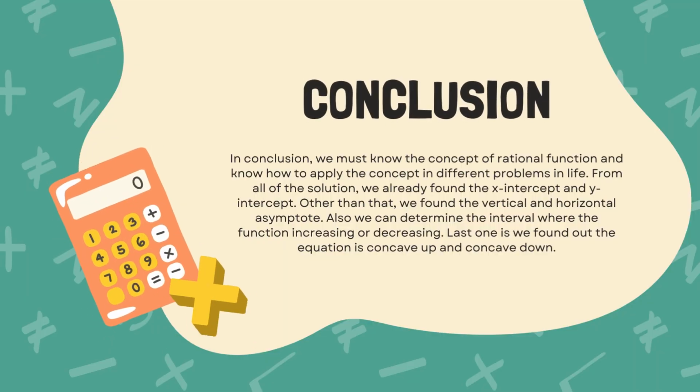Conclusion, we must know the concept of rational function and know how to apply the concept in different problems in life. From all of the solutions, we already found the x-intercept and y-intercept. Other than that, we found the vertical and horizontal asymptote. Also, we can determine the interval where the function is increasing or decreasing. Last one is we found out where the function is concave up and concave down. That's all from us.